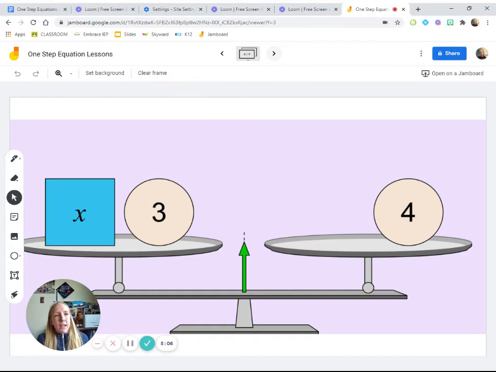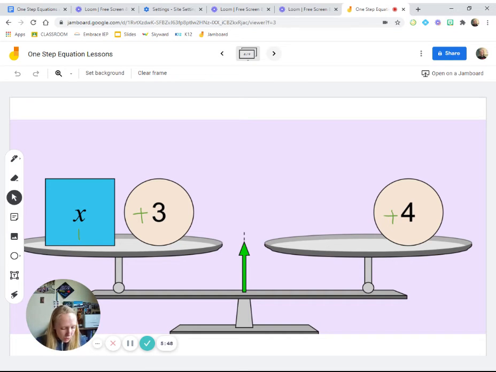Again, there is plus 3 right here and positive 4 right here. What would x have to equal for that scale to be even? What would x have to equal for that scale to be even? Well, if this side has 4, and this side has 3 and then x, x would have to be 1.